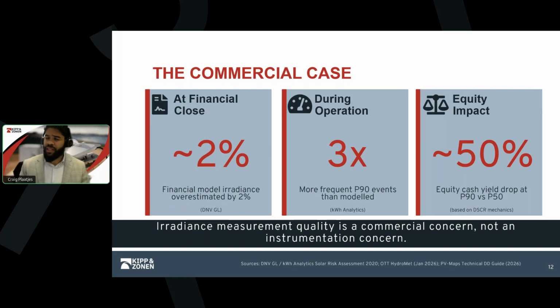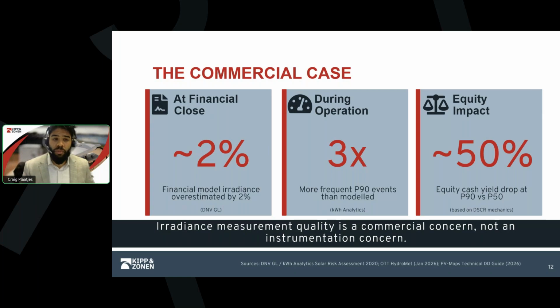So in 2019, there was a solar risk assessment, and in that, DNV analyzed utility scale plants, and they found that they were underperforming financial model expectations, rather, by around 3% on average. And so in 2020, they ran another study looking at commercial and industrial scale plants. And in their 2020 analysis, they found that financial model irradiance assumptions tended to overestimate long-term average irradiance by around 2%. And this was leading to expected revenue underperformance of the same degree.